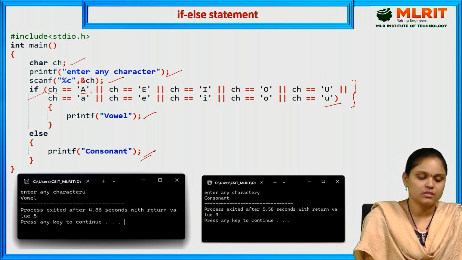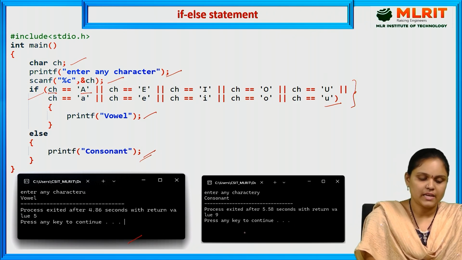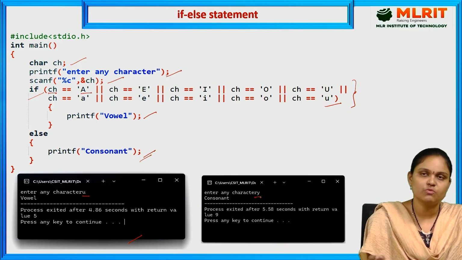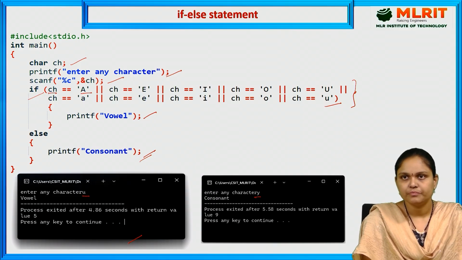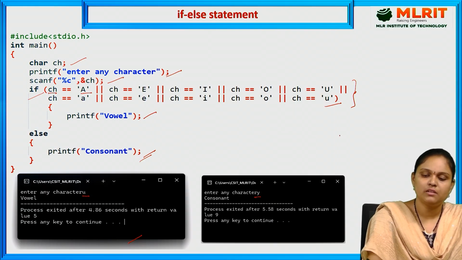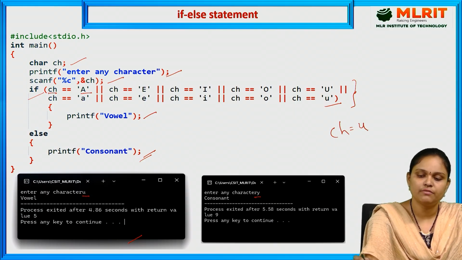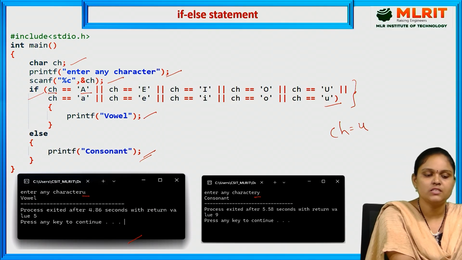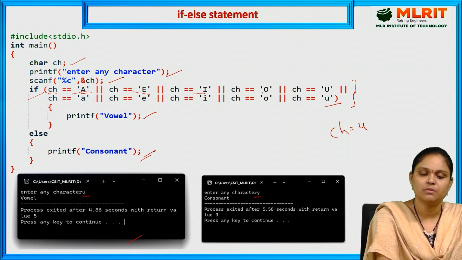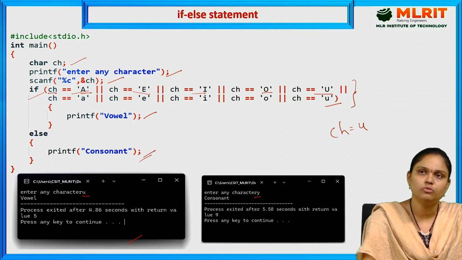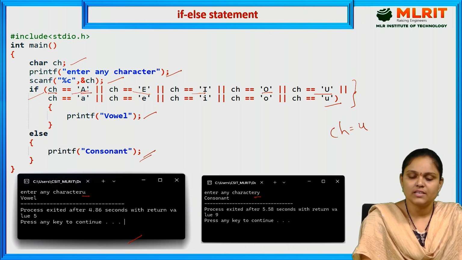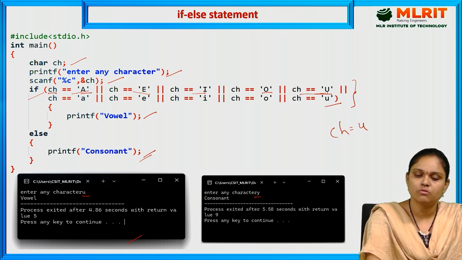For suppose, check the test cases. Here we are giving the character U, and in the other test case, we are giving Y. So U is the input that we are giving, so in the CH variable, the character that we have is U. CH double equals to A, false. CH double equals to E, false. CH double equals to I, false. CH double equals to O, false. CH double equals to U, yes, it is true. But if we had given a lowercase letter while the condition has uppercase, that condition would also be false.